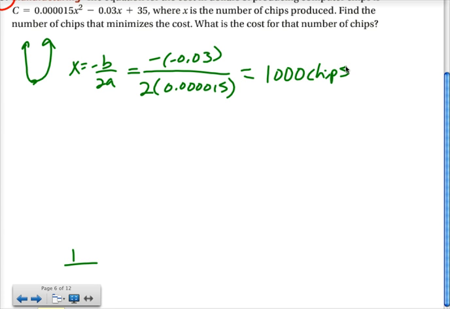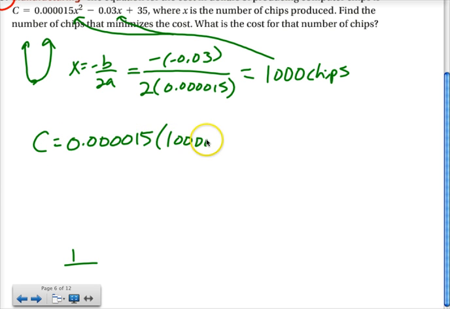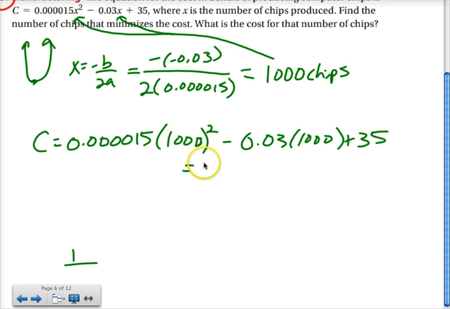So we have 1,000 chips, and if we want to figure out the cost for that chip, then we need to take that 1,000 and plug it in to both of these positions, and we definitely use the calculator for that piece. So we would have 0.00015 times 1,000 squared minus 0.03 times 1,000 plus 35, and put that into your calculator and it comes out with $20.